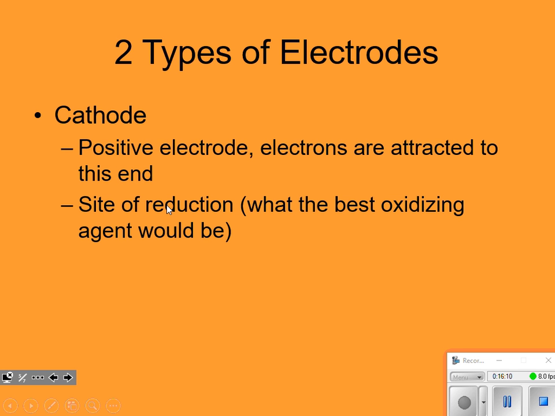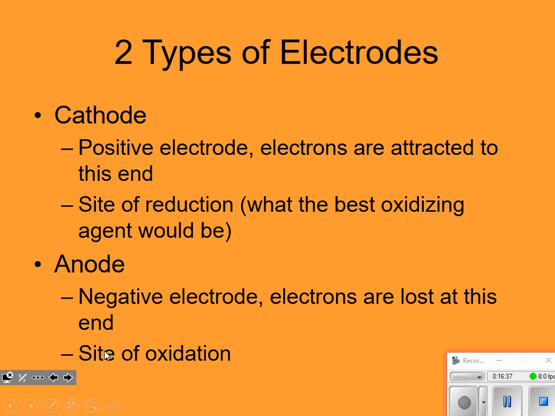Last unit, I introduced two vocabulary terms of oxidizing agent and reducing agent. I introduced them then because in electrochemistry, those terms are used. The site of reduction is where the best oxidizing agent would be. Remember, an oxidizing agent is something that will be reduced. The other electrode is the anode. This is the negative end. This is the end that electrons are lost, which would make it the site of oxidation. Lose electrons oxidized.